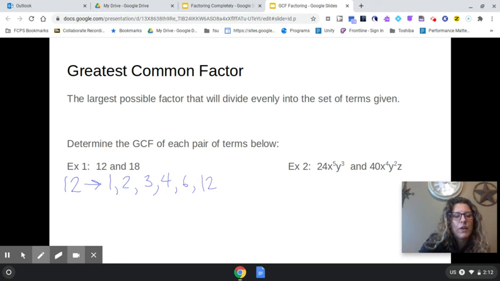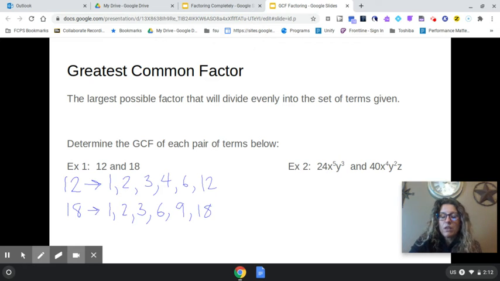Let's do the same thing for 18. 1, 2, 3, 6, 9, and 18.